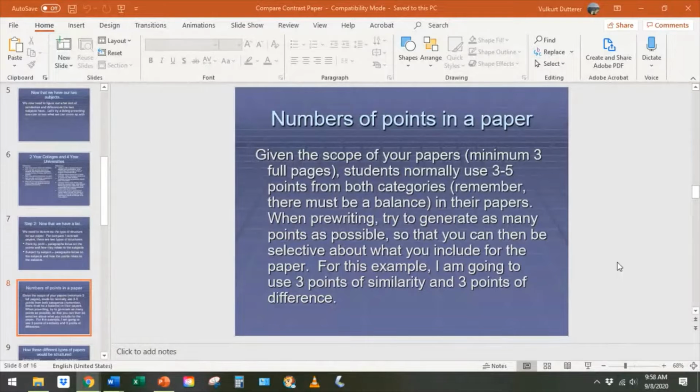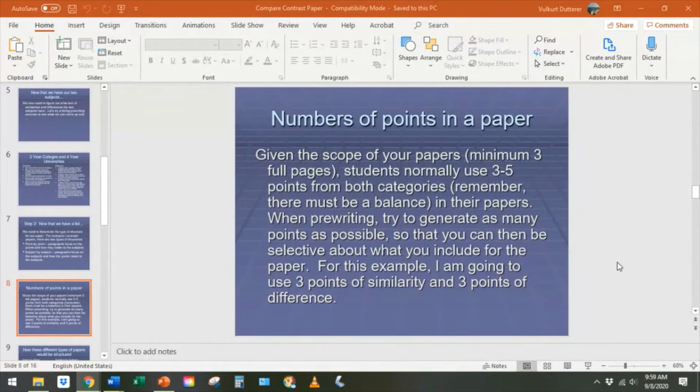Now, the guidelines for this paper, minimum 3 pages. For the honors class, minimum 4 pages. So generally speaking, people tend to do between 3 and 5 on either side. Because if you only have 2, generally that's not compelling enough to have a compare and contrast of something. And if you're going 6 or 7 or 8, your individual body paragraphs are probably way too short. Okay, so generally a good number is 3 to 5.